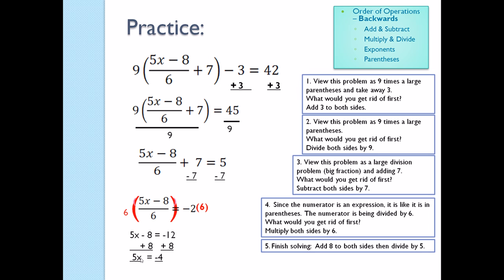So I have my 5x equals negative 12 plus 8 gives me negative 4. So 5 times x, so the opposite of multiplying by 5 is divide by 5. And 5 divided by 5 is 1, so I'm left with my 1x. And negative 4 divided by 5 is negative 4/5, or an unfinished division problem. You could also divide it out to be a decimal. It does go in evenly, so it's negative 0.8. Either answer, 100% correct for me.